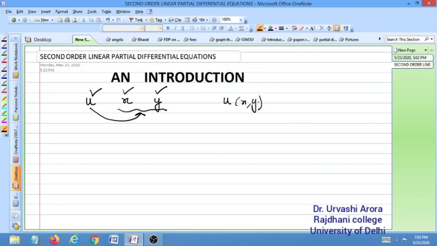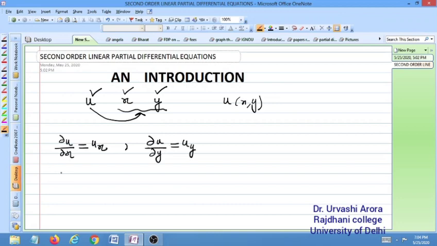Now since we are talking of a second order linear partial differential equation, the possible partial derivatives that can appear are the first order partial derivatives, which can be del u by del x, which in short we are in the habit of denoting by ux, or the partial derivative of u with respect to y, that is del u by del y, which is denoted in short by uy.